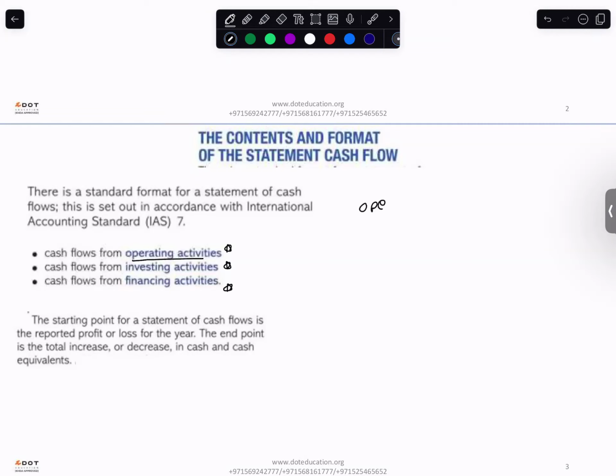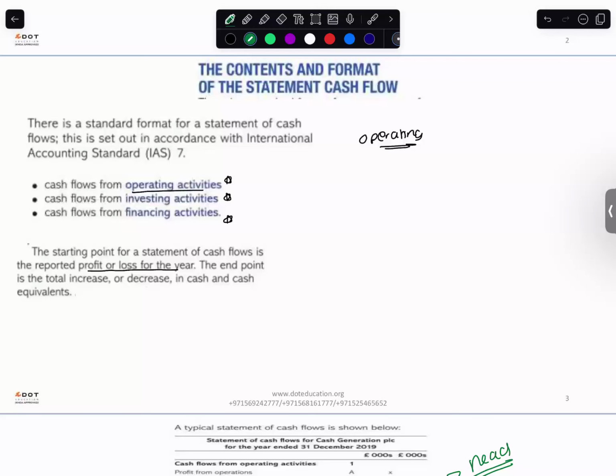Cash flow from operating activities: the starting point of this would always be the profit or loss for the year. When I say it always starts with profit or loss for the year, I am talking about which profit? Operating profit. So we always start with what? Operating profits.